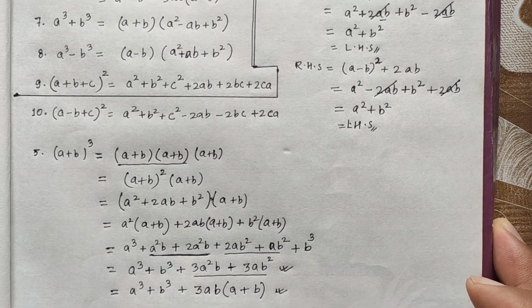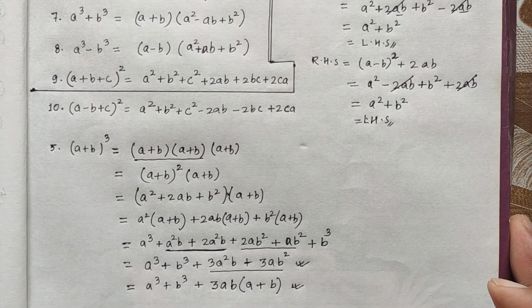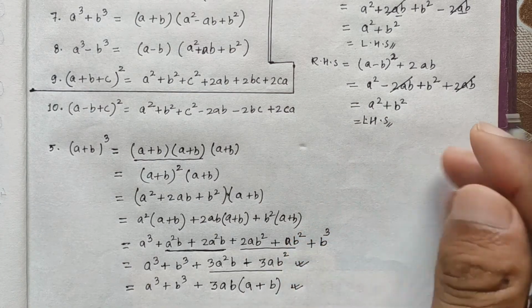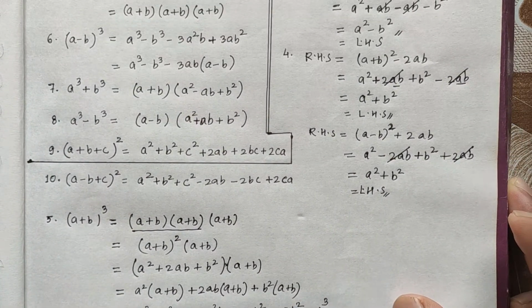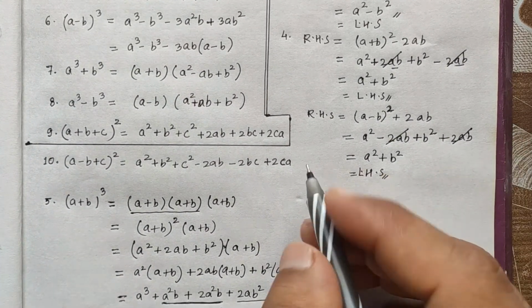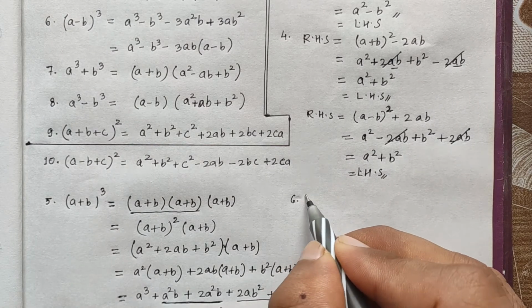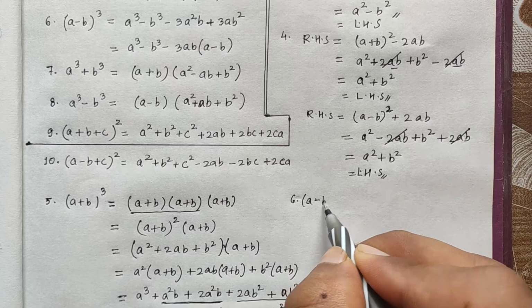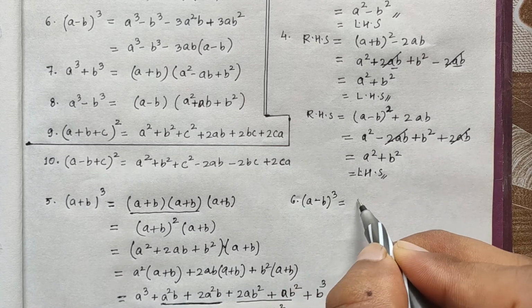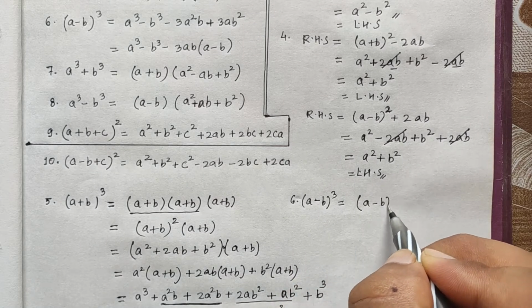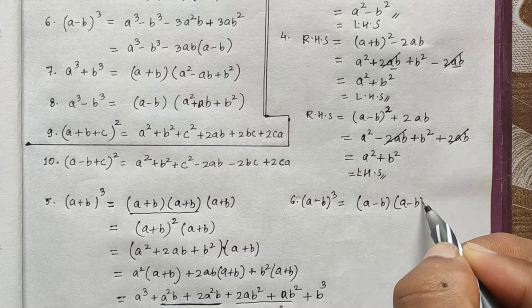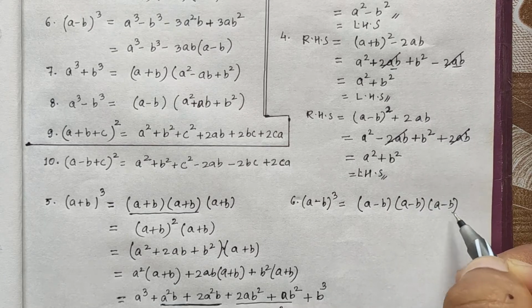Similarly, you can prove the formula for a minus b whole cube. Yeah, the sixth one, same process, nothing different, just you have to keep in mind the signs. a minus b whole cube, so we can write it as a minus b times a minus b.